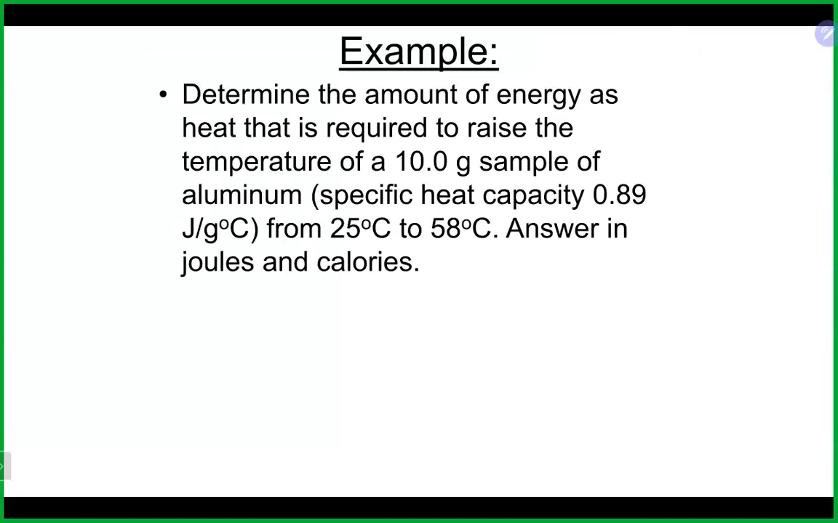All right, so why don't we try a calculation here. We want to determine the amount of energy or heat that's required to raise the temperature of 10 grams of aluminum, which has a specific heat capacity of 0.89 joules per gram per degree Celsius, as it goes from 25 to 58 degrees Celsius. Give your answer both in joules and calories. So why don't you take a few moments and see what you come up with.